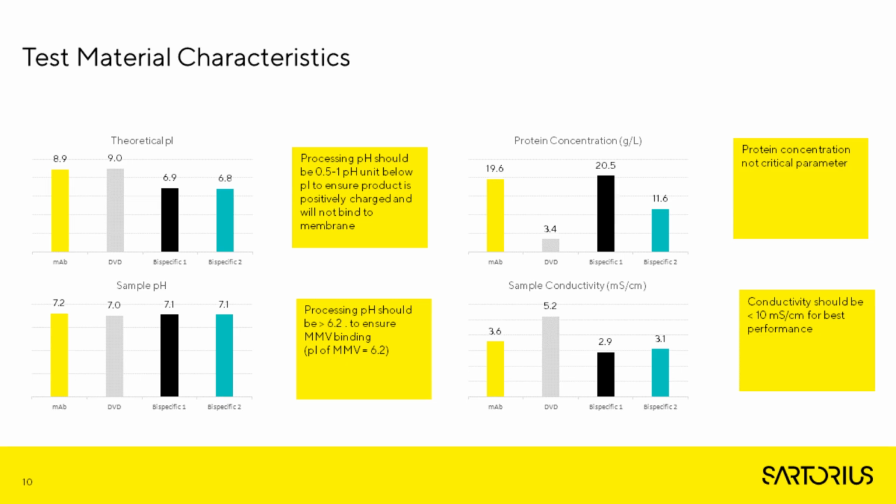So our buffer is pH 7.2, and 2 of our materials have PI values of 6.9 and 6.8. So this means these products can potentially be negatively charged, hence they may bind to the membrane, which can interfere with the virus binding. Keep in mind, PI value is not the only factor that controls the charge of the molecule and whether or not it will bind to the membrane.